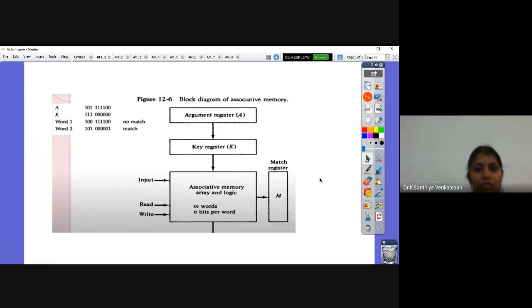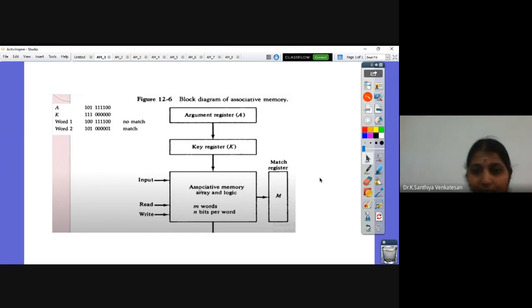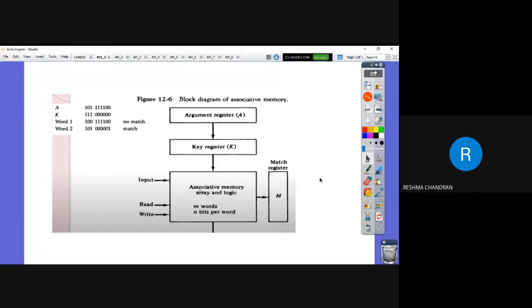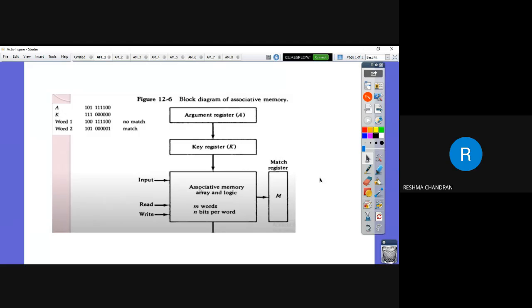Similarly, what is the role of the key register? Yesterday, with an example, I had explained. Can you recite that? Ma'am, the key register provides a mask, ma'am. Exactly.